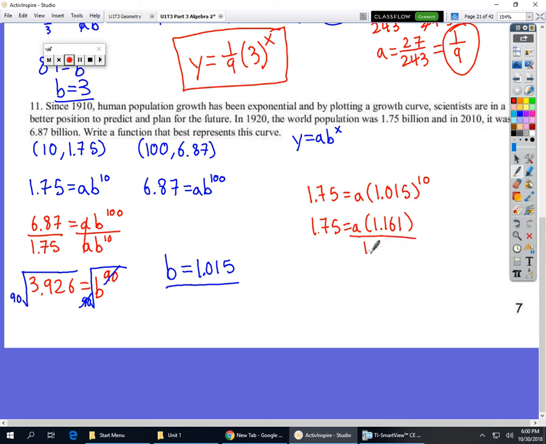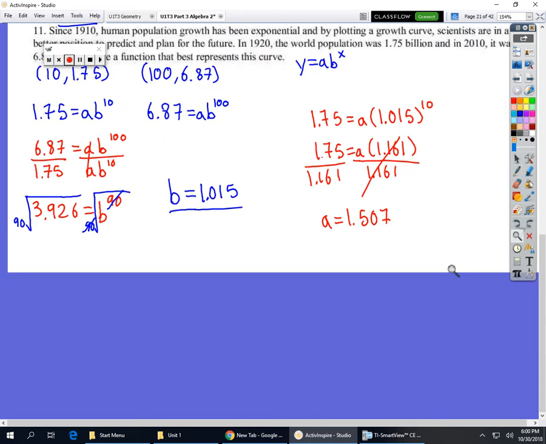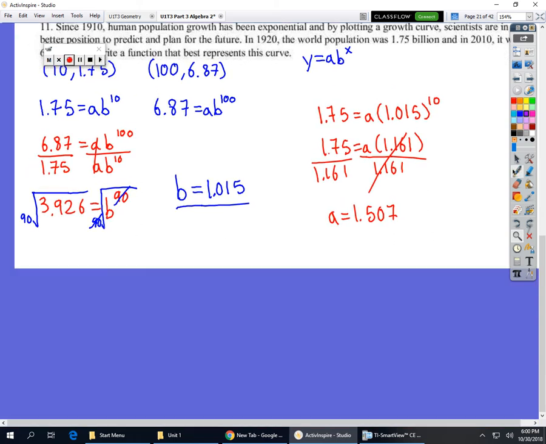How do I do it? I divide 1.75 by 1.161. A equals 1.507. So your final glorious equation is y equals 1.507 times 1.015 to the power of x.